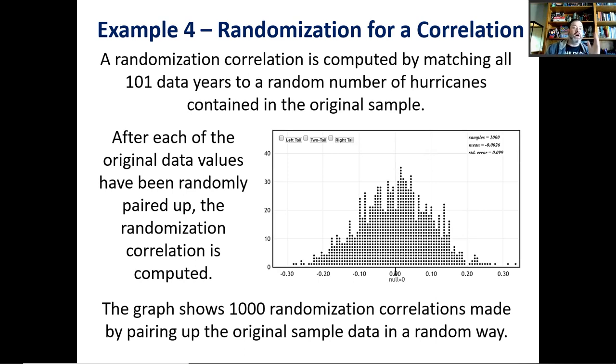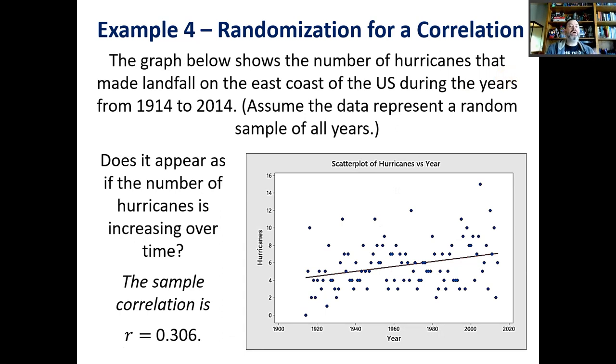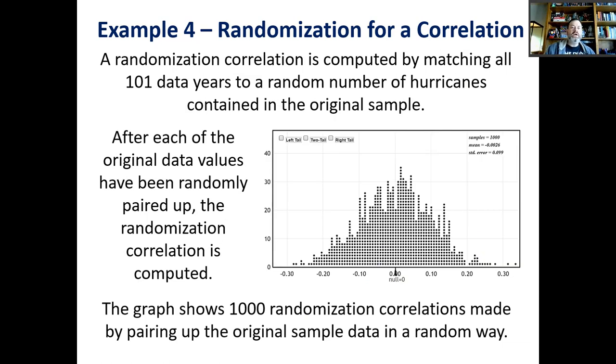There are 101 data years from 1914 to 2014, right? And there are 101 values that represent the number of hurricanes in a particular year. So what you would do is take the 101 data values, put them in a hat, pick one out of the hat and match it to 1914. Pick another one out of the hat, match it to 1915, and just keep going until the last randomly selected data value is matched to 2014.